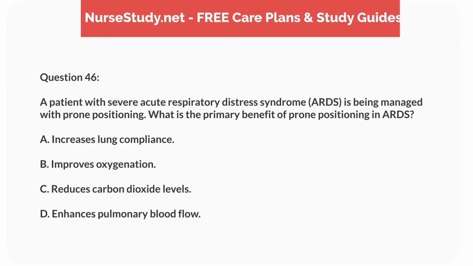Question 46. A patient with severe acute respiratory distress syndrome, ARDS, is being managed with prone positioning. What is the primary benefit of prone positioning in ARDS? A. Increases lung compliance. B. Improves oxygenation. C. Reduces carbon dioxide levels. D. Enhances pulmonary blood flow.